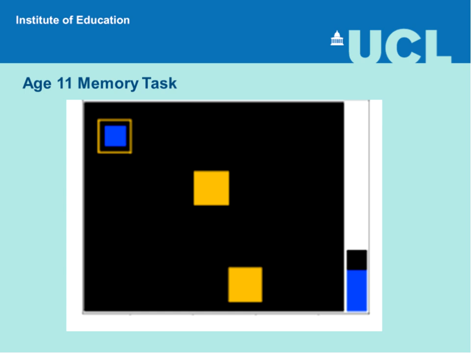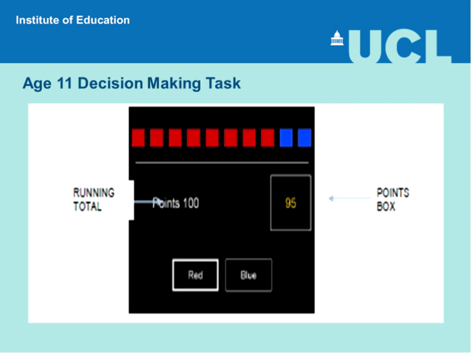For the memory task, which looks at spatial working memory, this was a touch screen assessment which required the child to identify which box on the screen had a blue token underneath it, and then remember not to return to that box again. And this is a very simple stage of the assessment which is being shown at the moment, but the assessment became increasingly hard with up to 8 or 12 boxes on the screen.